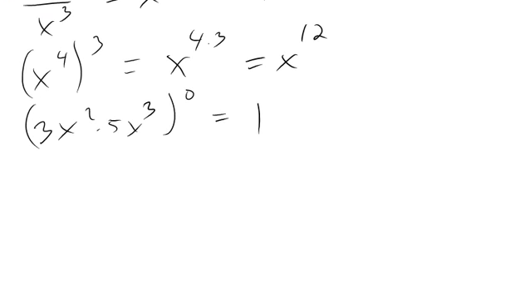While anything that has a negative exponent gets flipped. For example, 1 over x to the negative 1 is the same thing as x to the 1, which equals x.